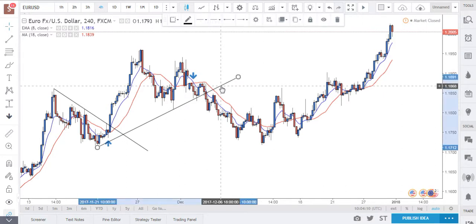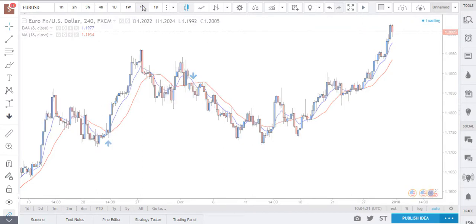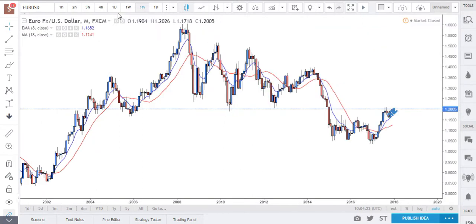So, what I would like to train on is another thing. The moving average cross has significance. The significance on the monthly is different from the significance of the weekly. So the monthly cross is greater than the weekly cross, the weekly cross is greater than the daily cross, which is greater than the 4-hour cross, and so on and so forth.